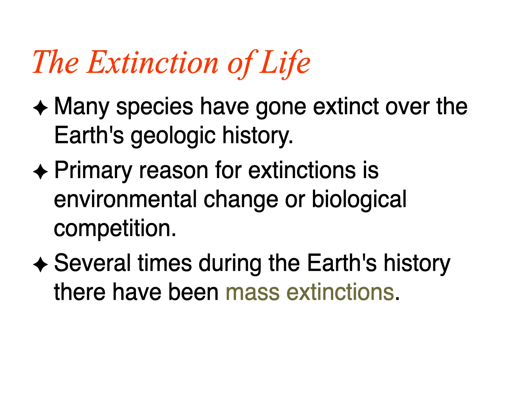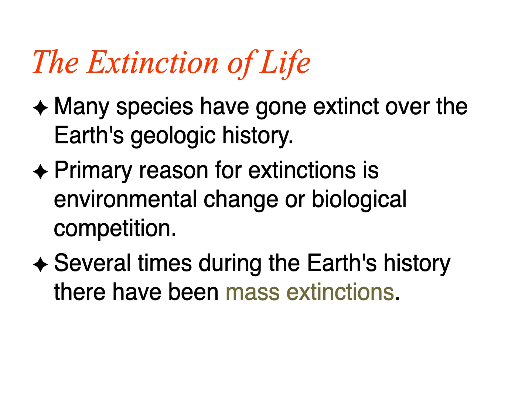One thing that's obvious when you think about life on our planet is that a lot of it has gone extinct over the billions of years that life has existed on our planet. Only maybe 1% remains from all the different species that had once lived at some time or another. So many species have gone extinct over Earth's geologic history. The main reason for these extinctions is environmental change, changes in temperature, asteroid hitting the planet, or biological competition.